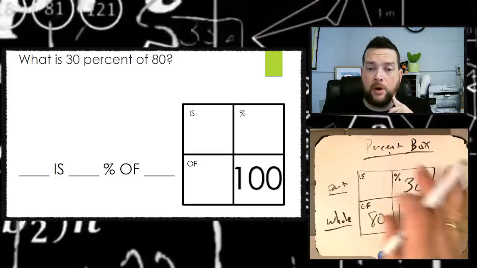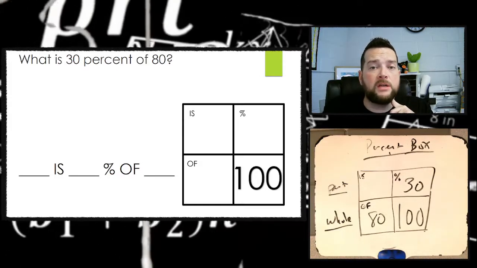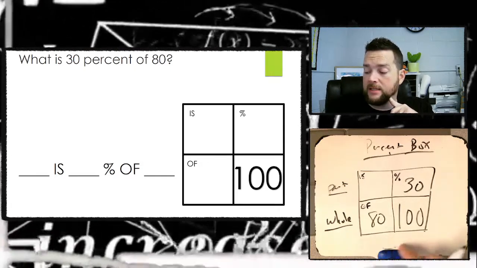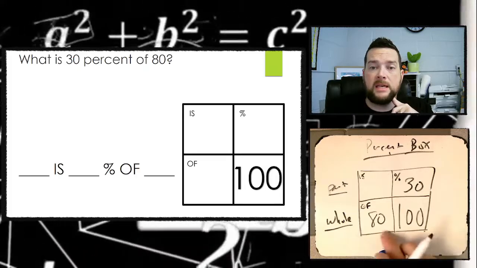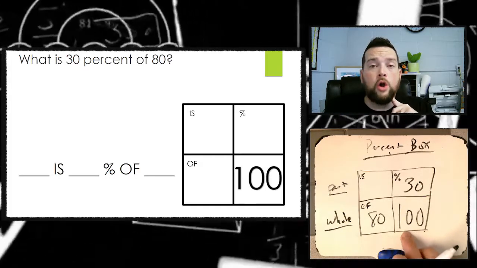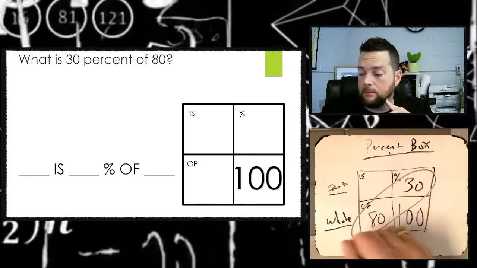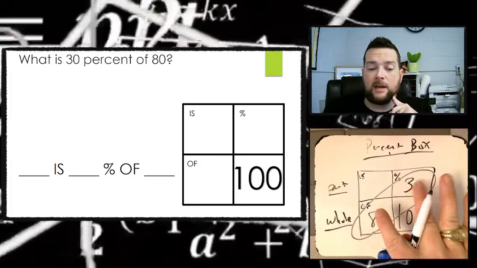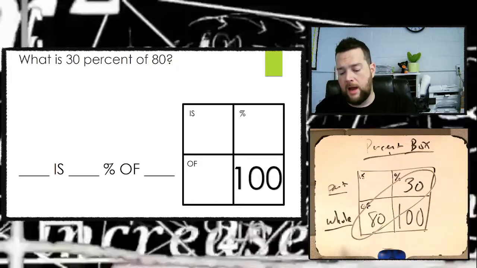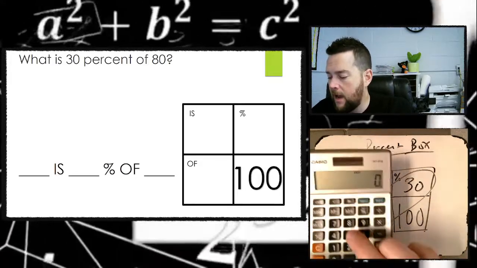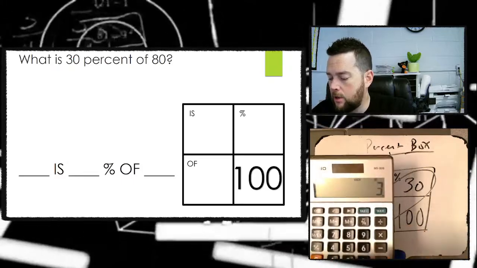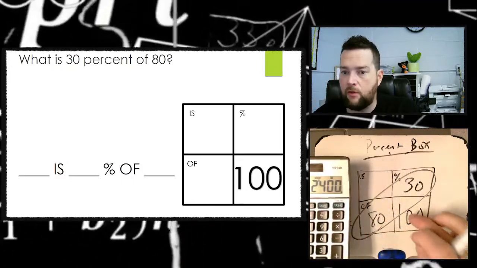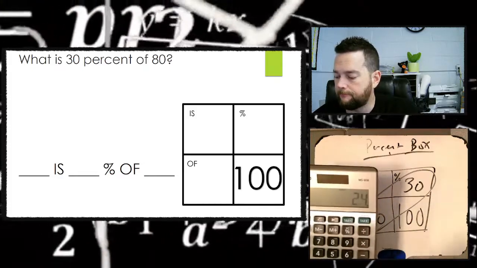But once we get them put inside here, we solve this just like we would solve a proportion problem. You can either find a scale factor, there's a nice easy peasy scale factor, or you can always cross multiply and divide by the third number. So the numbers that are diagonal from each other, you would multiply those numbers. So we've got 80 times 30, that equals 2,400, and then we're going to divide by the third number, which is 100.